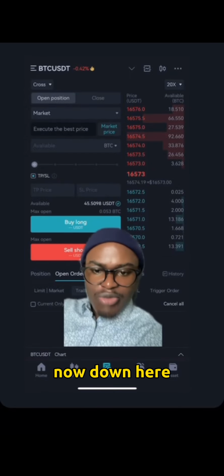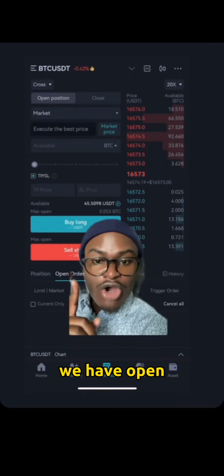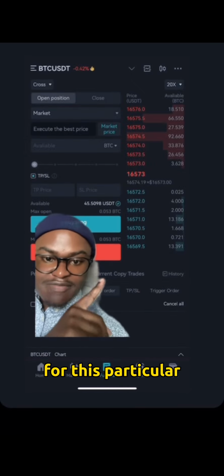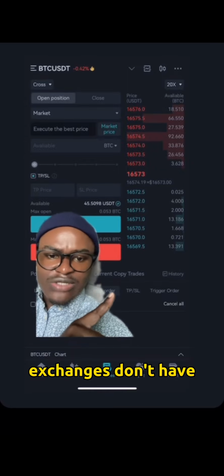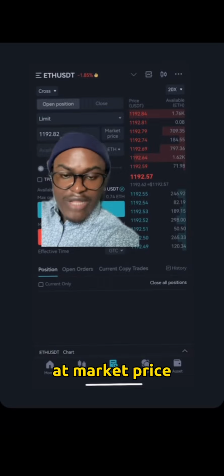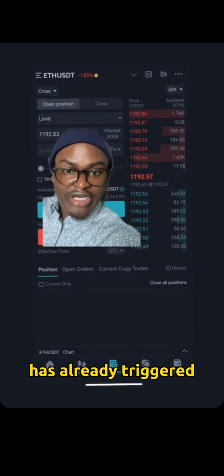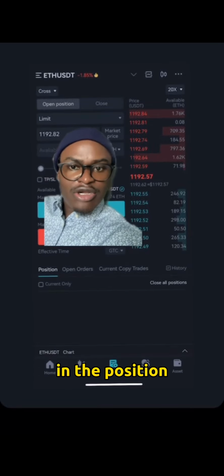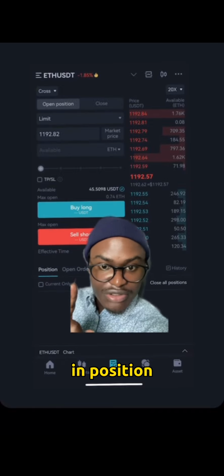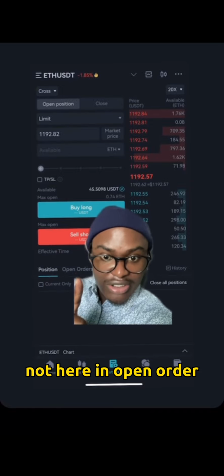Now, down here, we have position, we have open order. Forget about those ones for now. Those are only for this particular exchange. Some exchanges don't have copy trade. So if you took an ETH trade at market price, so the trade has already triggered and you are in the position, you will see it here in position, not here in open order.